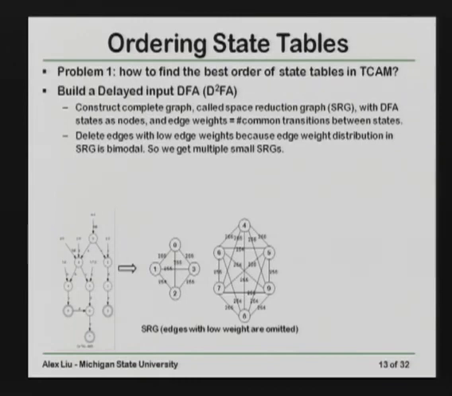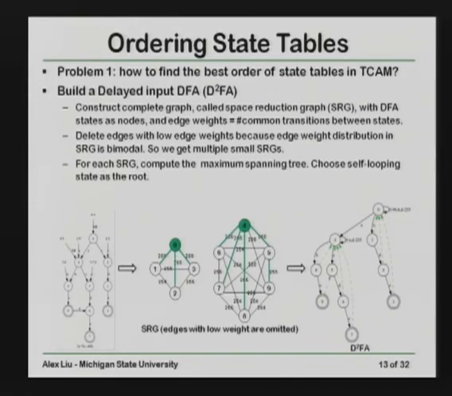So every node in this graph is a state ID, and the edge weight is the number of common transitions between these two states. The distribution of the weight is bimodal. It is either very small, less than 10, or very big, more than 180. So we use a cutoff. We choose 10 as the cutoff for our experiments. We delete edges with low edge width. Then we get basically a forest.